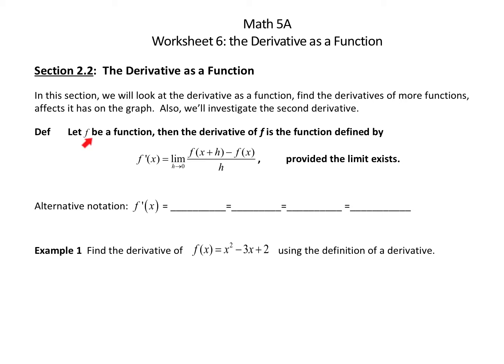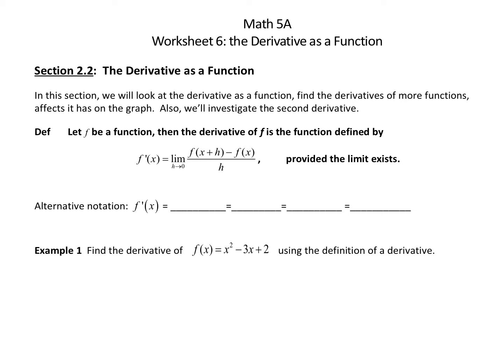All right, so let's review f as a function. Then we can define the derivative of a function, denoted by f prime, that little dot, f prime of x, as the limit as h goes to 0 of f of x plus h minus f of x over h. In the previous section, we looked at a particular number a. Here we're looking at a general point x. That's why it's the derivative as a function. So x can be any number, provided the limit exists.